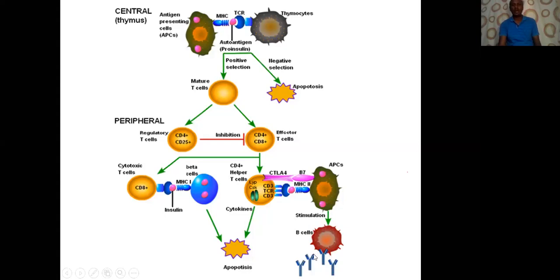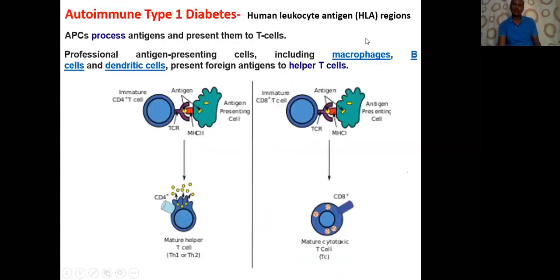So that is how antibodies are produced. This way, proinsulin will be recognized as an antigen. Once proinsulin is recognized, mature T cells stimulate the antibody production. This whole process is regulated by human leukocyte antigen.